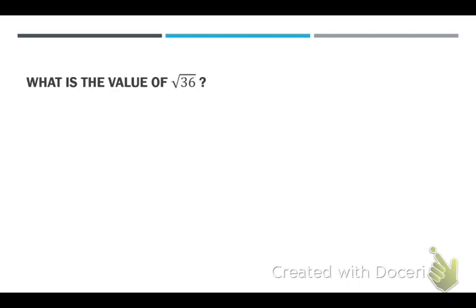Okay, so in this case, you really want to know your times table. Guys, what number times itself equals 36? 6, because 6 times 6 is 36. So the square root of 36 would be 6. Okay, what's the square root of 81? 9, because 9 times 9 equals 81.